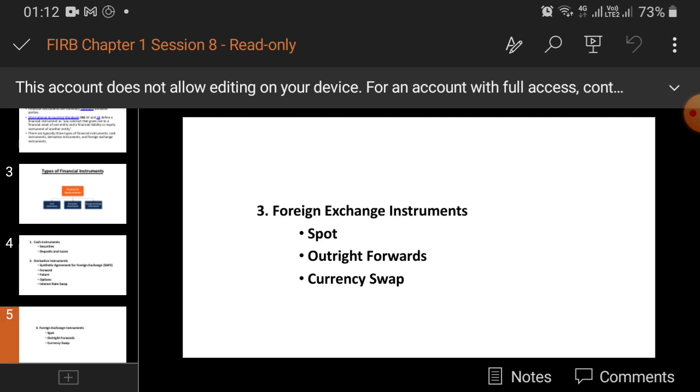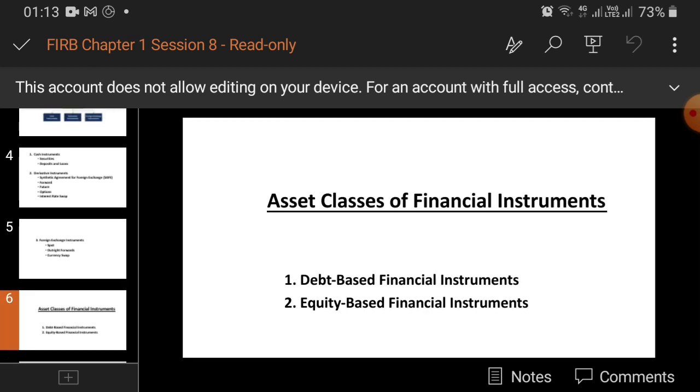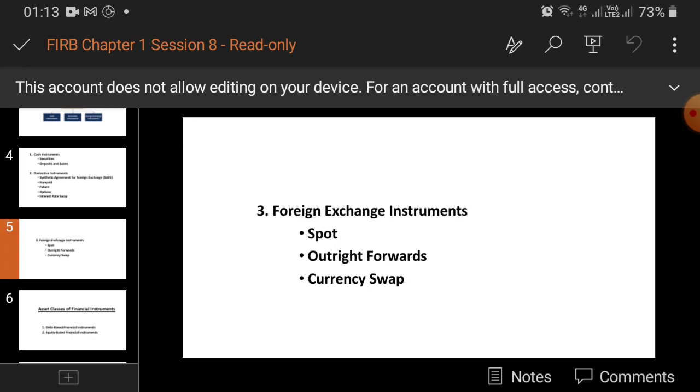Next one, foreign exchange instruments. So these are the financial instruments that are represented on the foreign markets, and primarily they consist of currency agreements and derivatives. These instruments can be subclassified further as spots, outright forwards, and currency swaps.